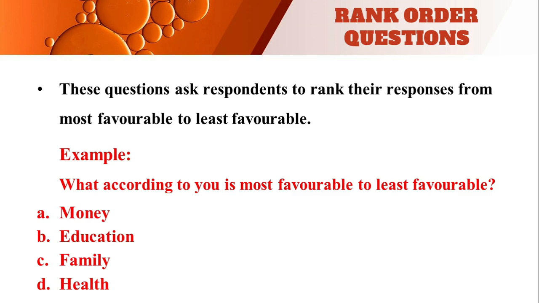So like that, the respondents have to put the numbers 1, 2, 3, 4 according to the criteria which they believe. For another person, it can be money as one, family as two, education as three, health as four. So we cannot say which one. It will differ from one respondent to another because views are not similar among different people. So this is a rank order question.